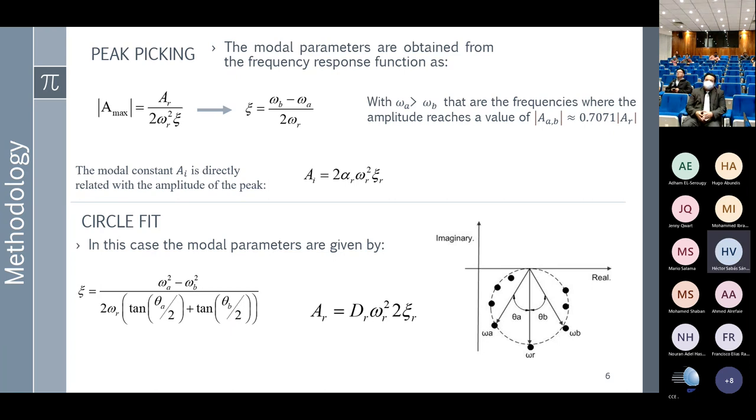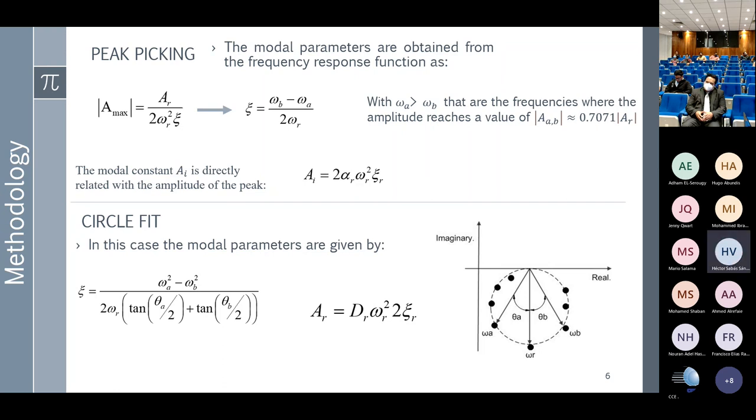In the case of peak picking, the modal parameters are obtained from the frequency response function as in the first equation, where omega sub r is the frequency at the peak of the FRF with a magnitude A sub r. Then the damping ratio is estimated with the second equation, where omega sub a is less than omega sub b. These are frequencies where the amplitude reaches a value of A sub a,b equal to 0.7 A sub r. The modal constant A sub i is directly related with the amplitude of the peak. And finally, phase alpha sub i is determined from the imaginary part of the FRF.